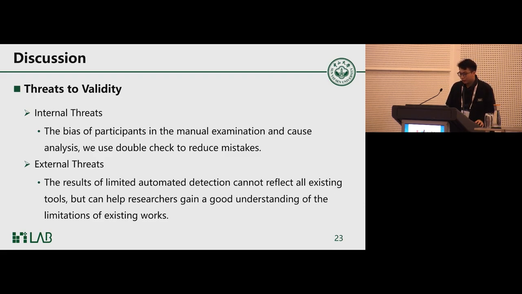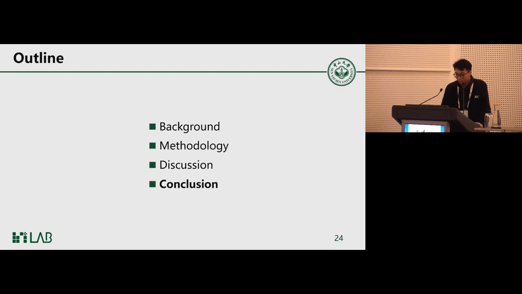Internal threats are related to the bias of participants in manual examination and cause analysis. We use double check to reduce mistakes, and we will update our data set in the future. And external threats are related to limited automatic detection, which cannot reflect all existing tools. But the conclusion in our work can still help researchers get a good understanding of the limitations of existing works.